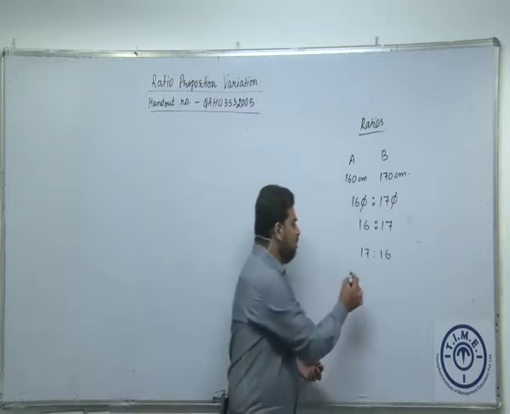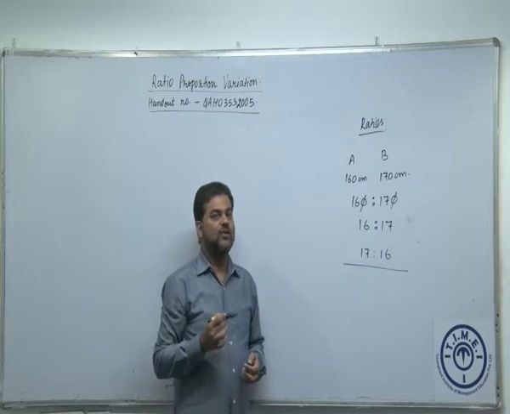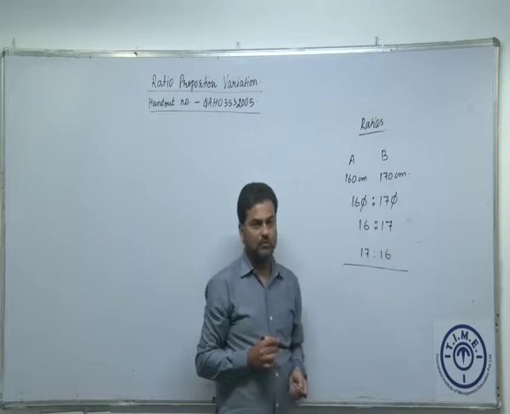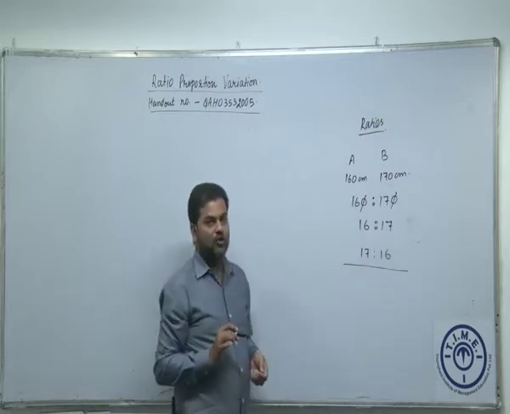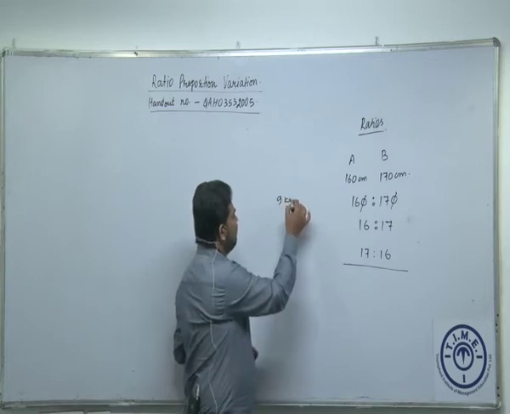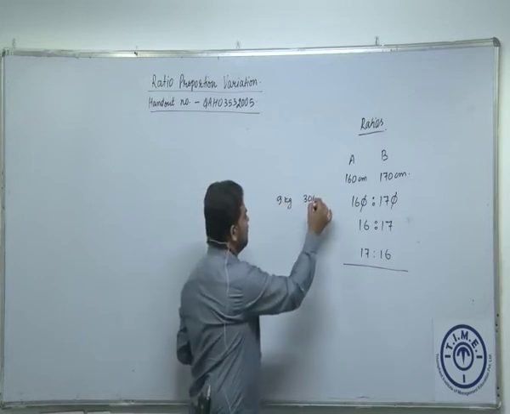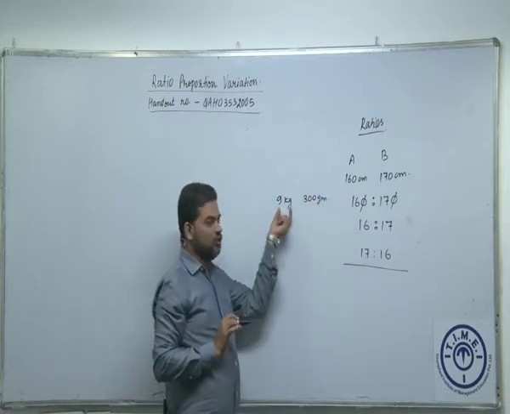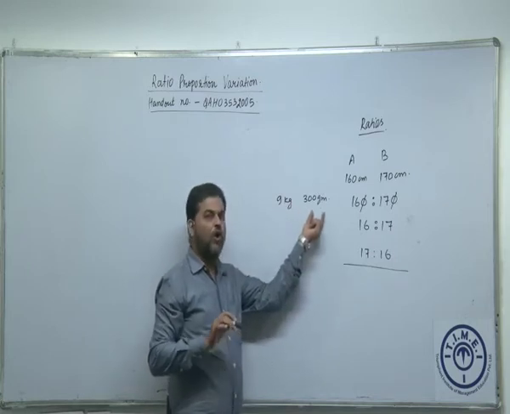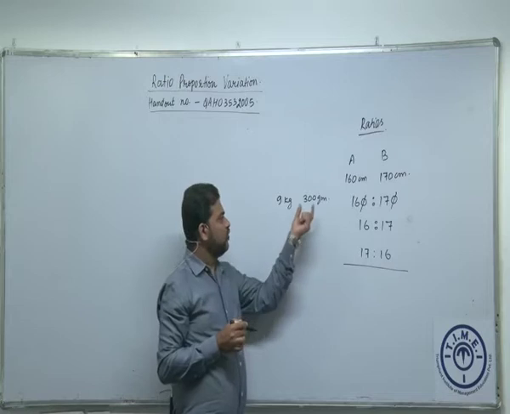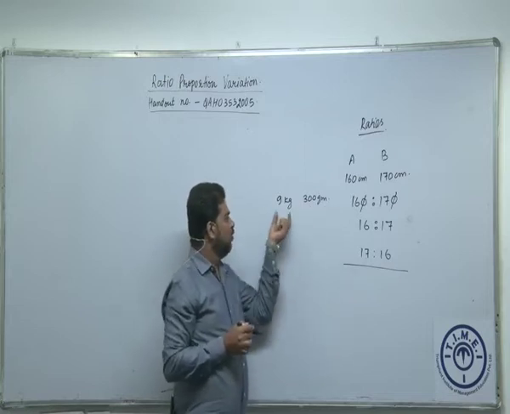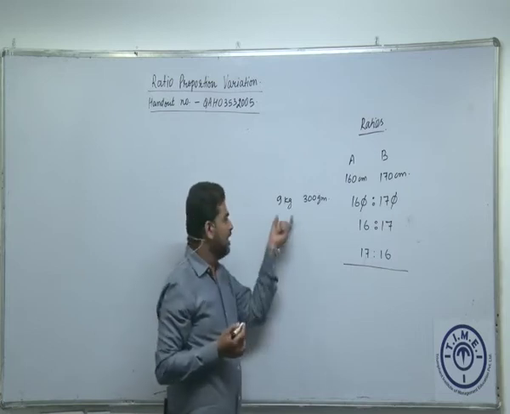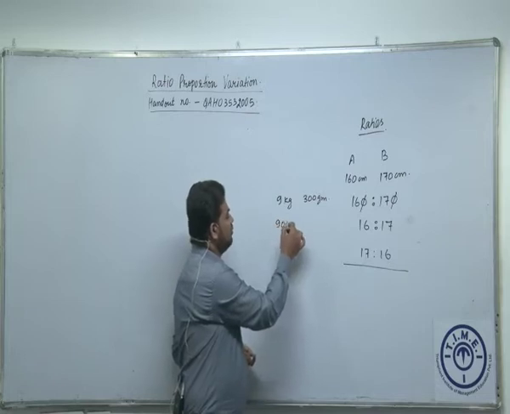But remember, when we are comparing, the units have to be the same. For example, here the unit was centimeters and centimeters here also. Let's take another example. Suppose I want to compare 9 kilograms with 300 grams. While taking the ratio, we have to make sure that this quantity is also in grams because this quantity is in grams, or you can take this as kilograms. What is 1 kilogram equal to in grams? It is 1000 grams. So 9 kilograms will be equal to 9000 grams.